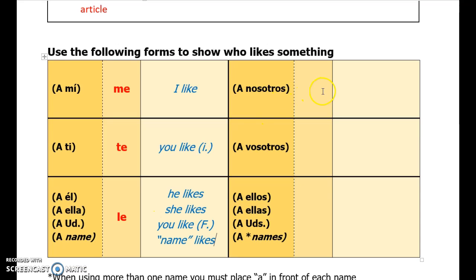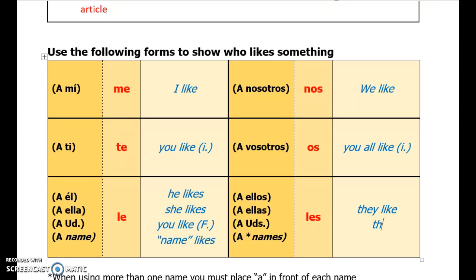We're going to go up here for nosotros. Short, sweet, to the point. It is a nosotros nos. And we would translate that as we like. A vosotros, which we're not going to use as much. Os, you all like. And we know that that's that informal you all that's only used in Spain. And also again, this bottom part of our chart, we're going to use the same pronoun for all these guys. So a ellos les gusta, they like.